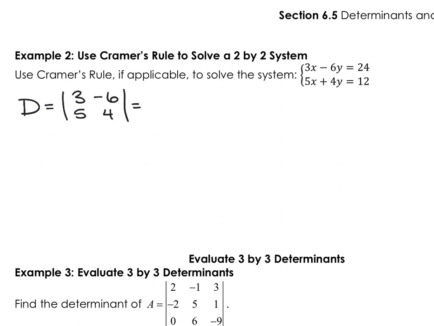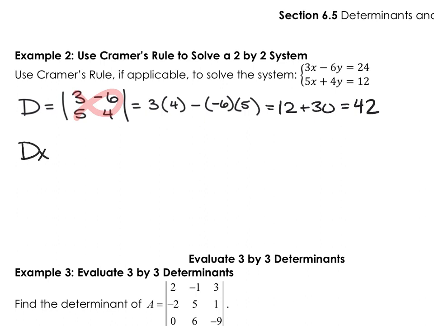Okay, can't help myself. We're going to do it by hand. This is going to be 3 times 4 minus negative 6 times 5. This is that swoop that I just did a little bit ago, right? Okay, 3 times 4 is 12. Negative 6 times 5 is negative 30. So minus negative 30 means plus 30. So that means my regular determinant is 42. Since it is not equal to zero, we're good to go.